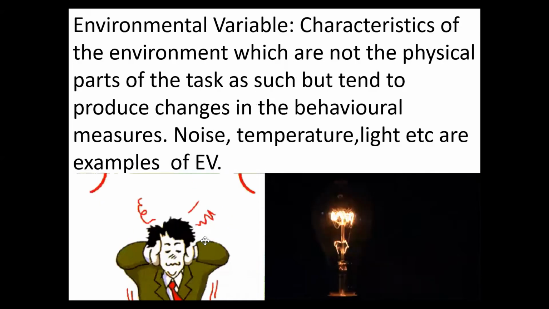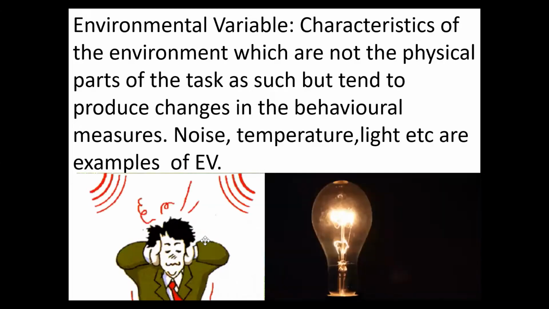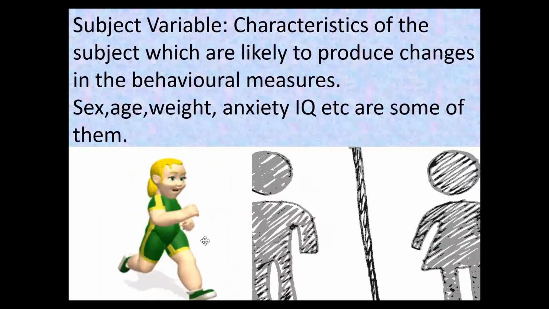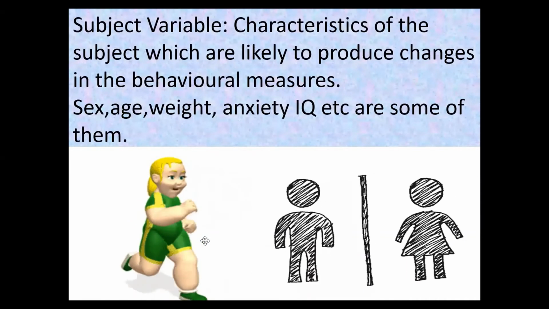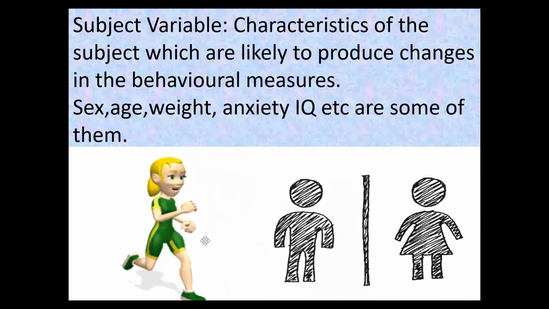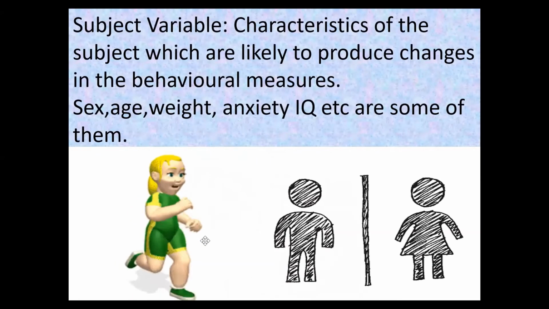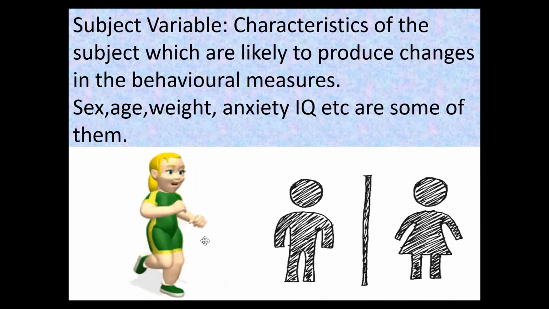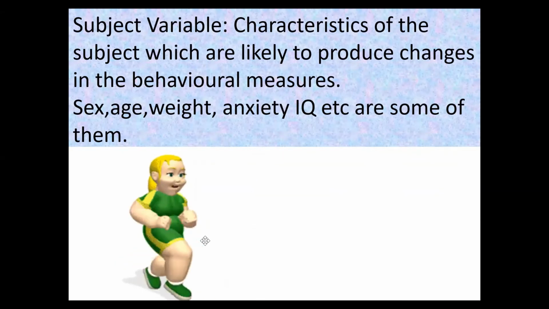Environmental variables are the characteristics of the environment which are not the physical part of the task as such, but tend to produce changes in the behavioral measure. Noise, temperature, light, etc. are examples of environmental variables. And third is the subject variable. Characteristics of the subject which are likely to produce changes in the behavioral measures, such as sex, age, weight, anxiety, IQ, etc., are some of them. So subject variables are also very important to affect the dependent variable.